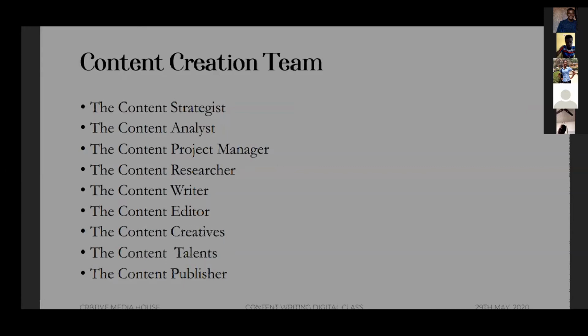Okay. So I was talking about content strategies. I'm sorry for the quietness. So content strategies is the brain, the overall boss, let's put it that way. He is the team leader. He is the one that ensures the overall success of the project, basically, from the start to finish.